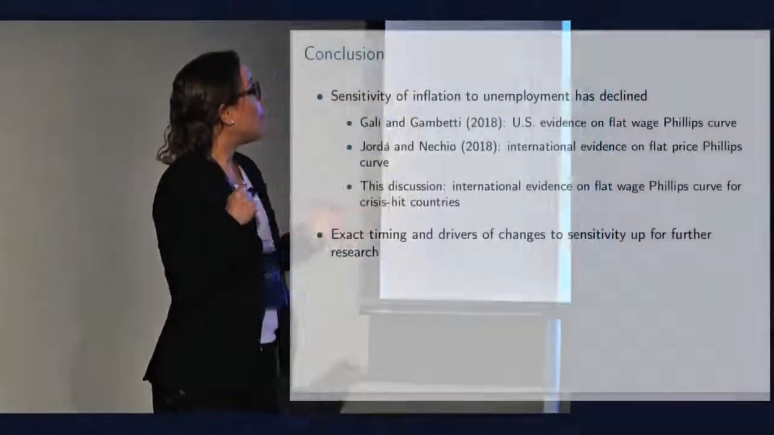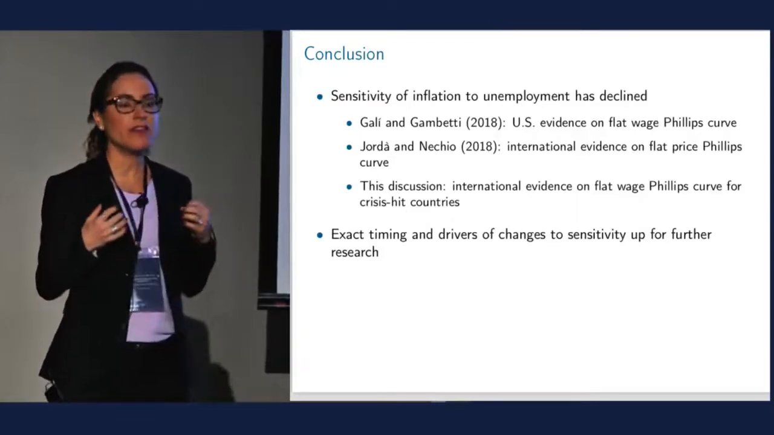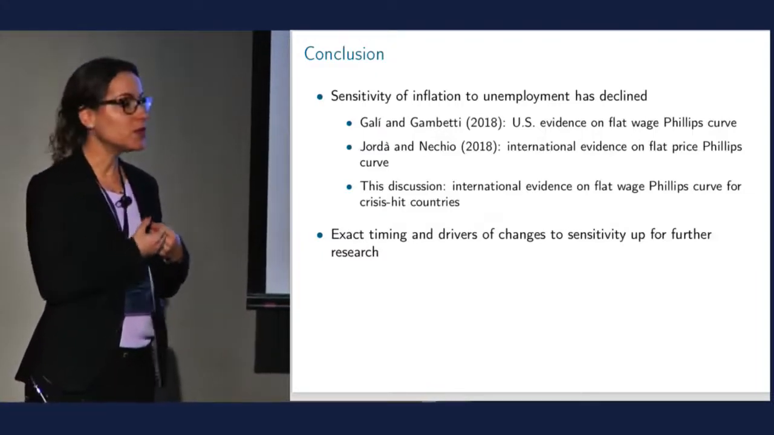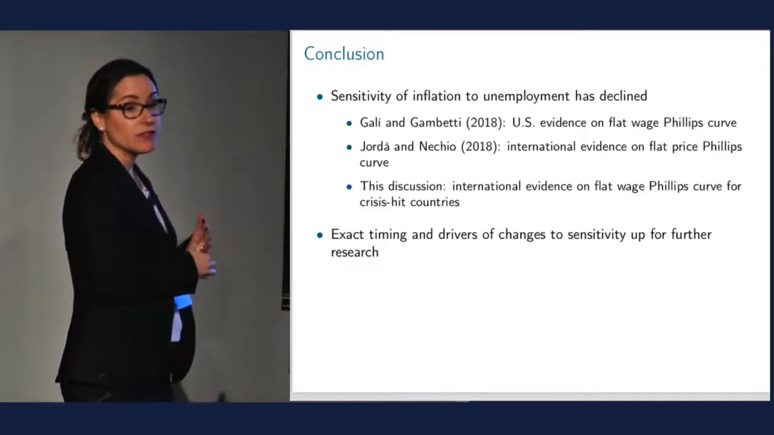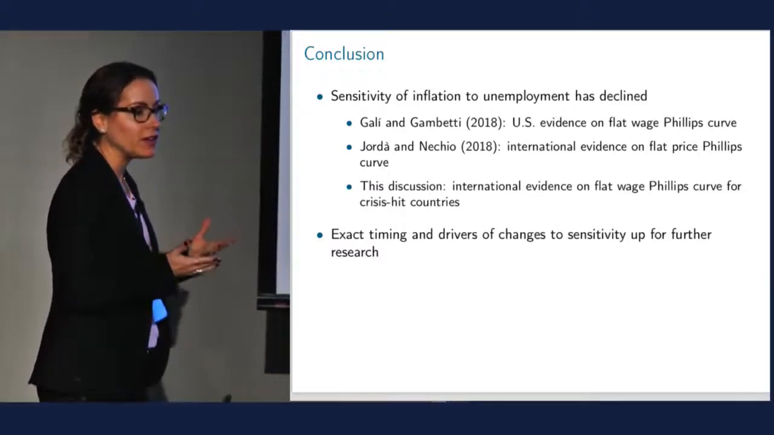So I wanted to go to my last slide and try to summarize what these two papers are finding. I think Galli and Gambetti are taking a different empirical approach than Oscar and I. They are focusing on the wage Phillips curve while we are focusing on the price inflation Phillips curve. Both of us are finding a flat Phillips curve, right? So the sensitivity of wage inflation and price inflation to measures of economic activity seems to be smaller than it was in the past. Galli and Gambetti showed this with US evidence. Oscar and I use the price Phillips curve and international evidence to find the same result.